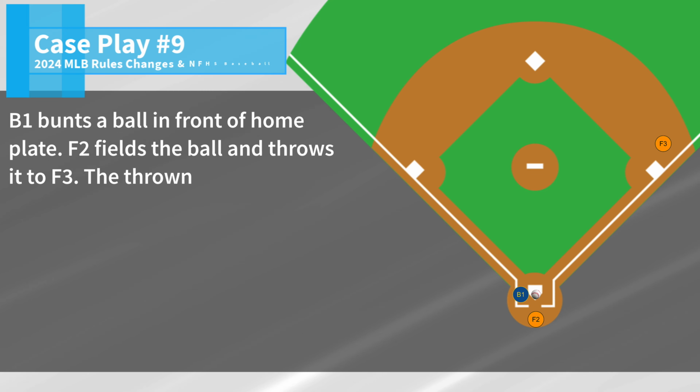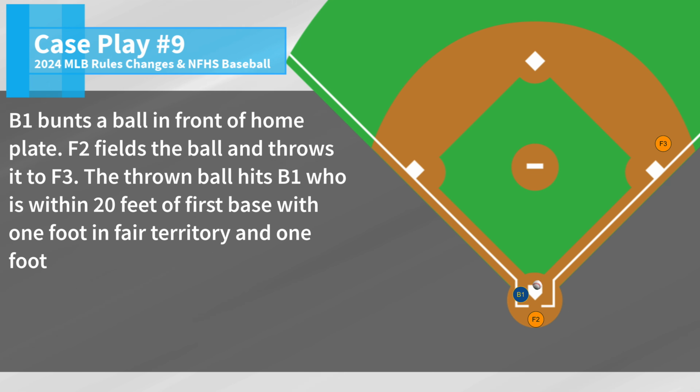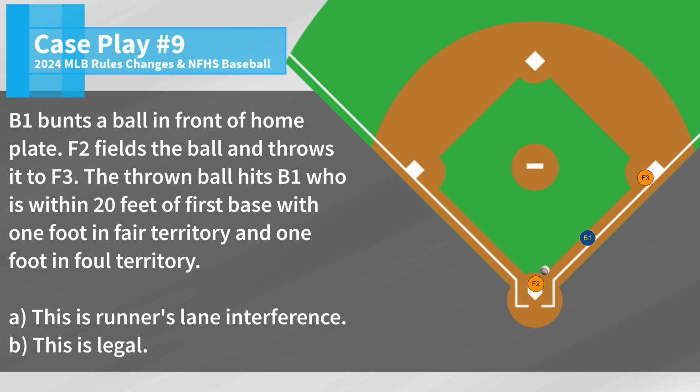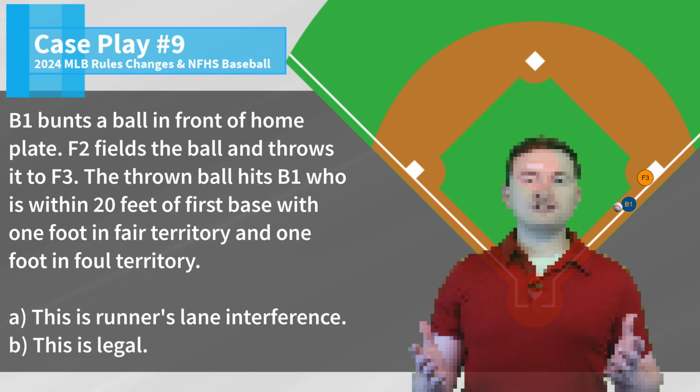Case play number 9. B1 bunts a ball in front of home plate. F2 fields the ball and throws it to F3. The thrown ball hits B1, who is within 20 feet of first base, with 1 foot in fair territory and 1 foot in foul territory. Is this A, this is runner's lane interference, or B, this is legal? The correct answer here is A.